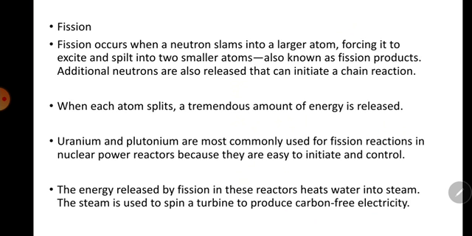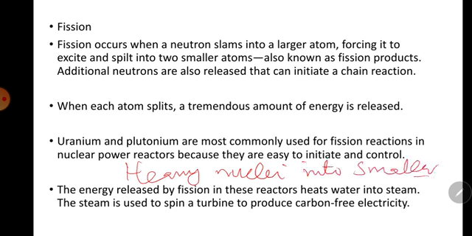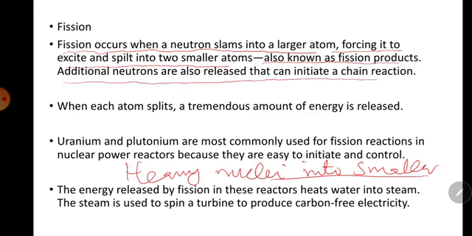Now, nuclear fission reaction. Fission reaction is the disintegration of a heavy nucleus into smaller nuclei. Fission occurs when a neutron slams into a larger atom, forcing it to excite and split into two smaller atoms, also known as fission products. Additional neutrons are also released that can initiate a chain reaction.